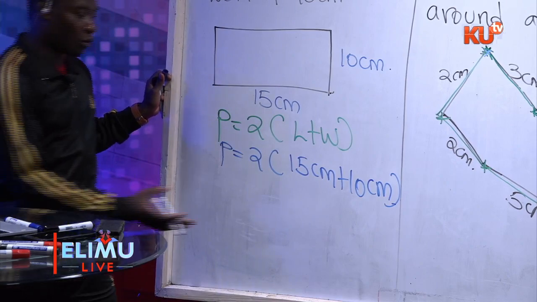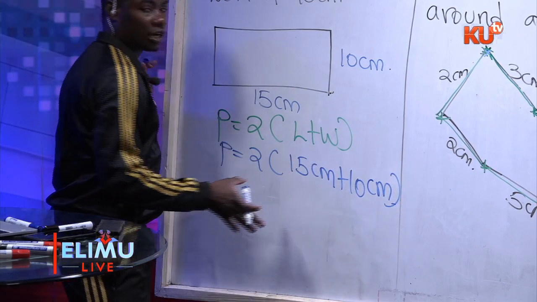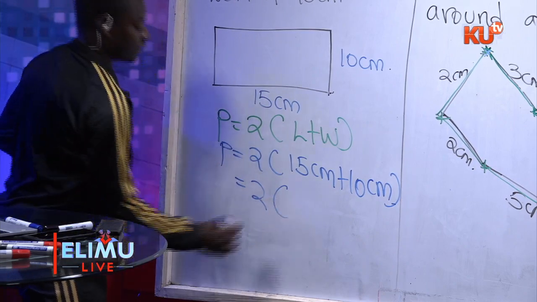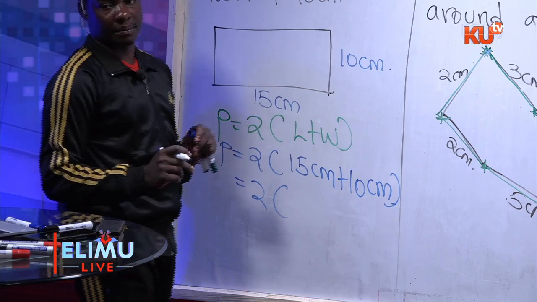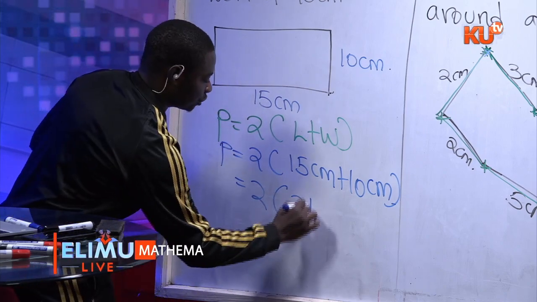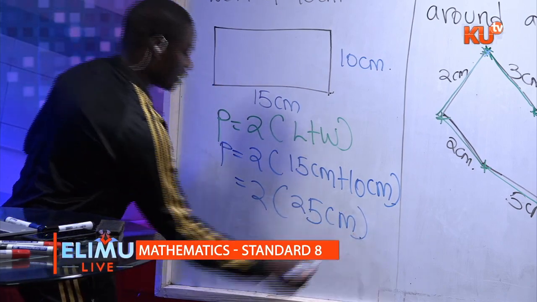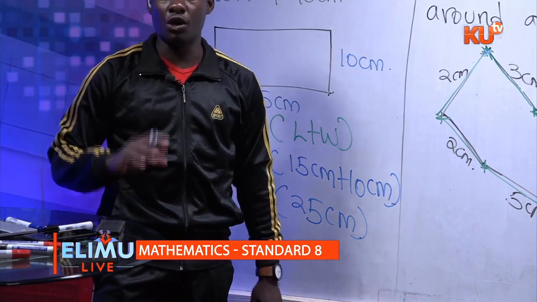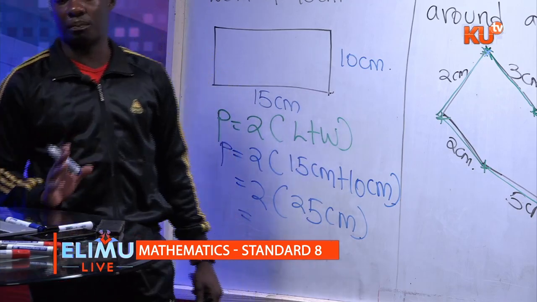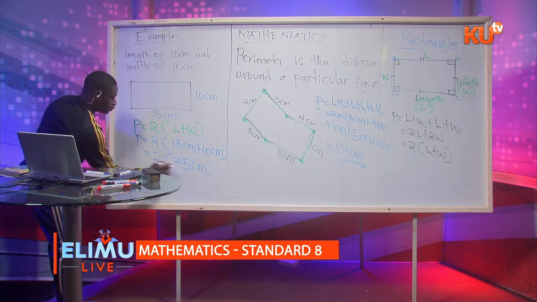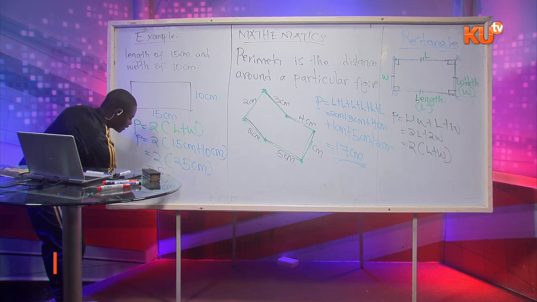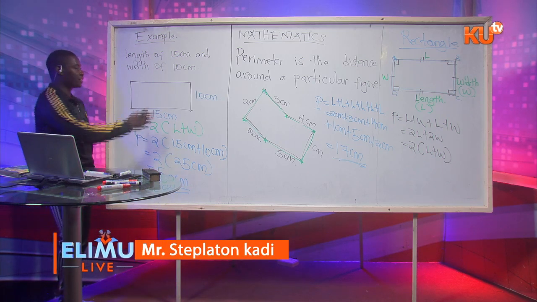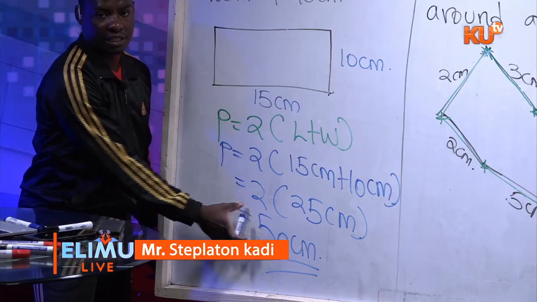So plus 10 centimeters. Then we add. BODMAS says we work out the brackets first. So we need to work out the brackets first and then you multiply later. So 2 into brackets, 15 plus 10, that is 25. So 25 centimeters. Then we multiply 2 times 25. Remember, we always open up brackets by multiplying. So we multiply 2 times 25 to get 50 centimeters. Therefore, the perimeter of this figure is equals to 50 centimeters.